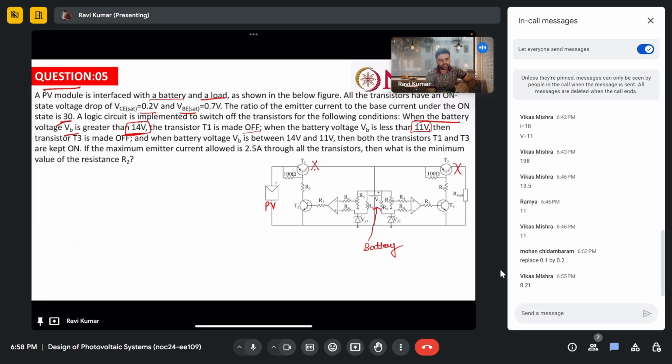And when the battery voltage VB is between these two, V minimum and V maximum, both transistors T1 and T3 will be kept on. So it is the same thing which we have already seen. This is the logic of the charge controller which is being used here.